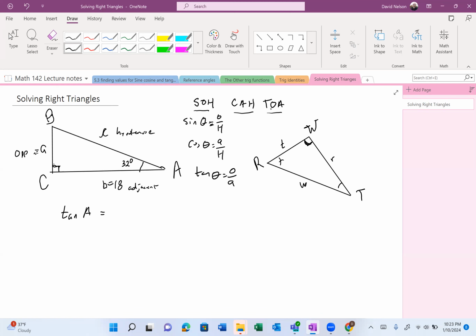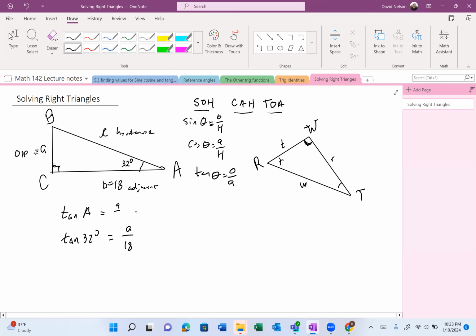And so if I'm looking here for side a, that's the opposite side, and I know the adjacent side, so I'm going to choose the tangent function. I know that the tangent of 32 degrees would equal the opposite side, a, divided by 18.